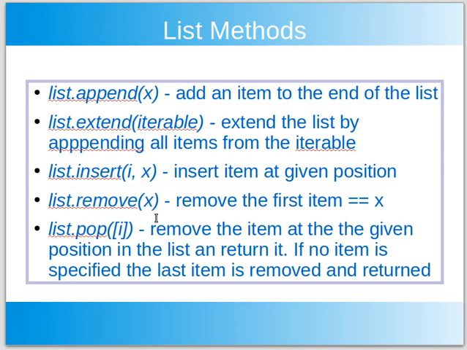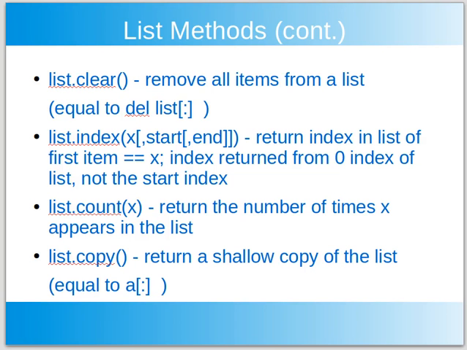List.pop takes i. Remove the item at the given position in the list and return it. If no item is specified, the last item is removed and returned. So you'll see pop a lot when dealing with stacks and all kinds of stuff as well. So we'll use that plenty, and you'll be able to figure it out pretty quickly probably.